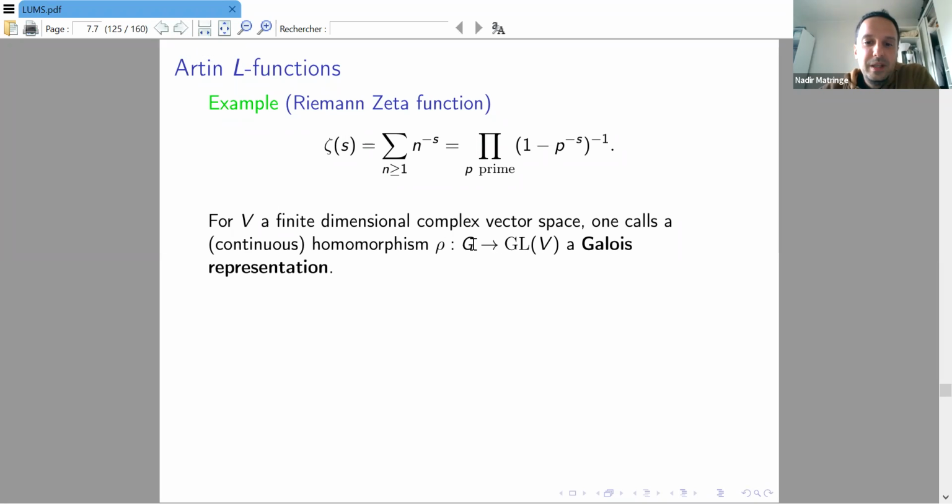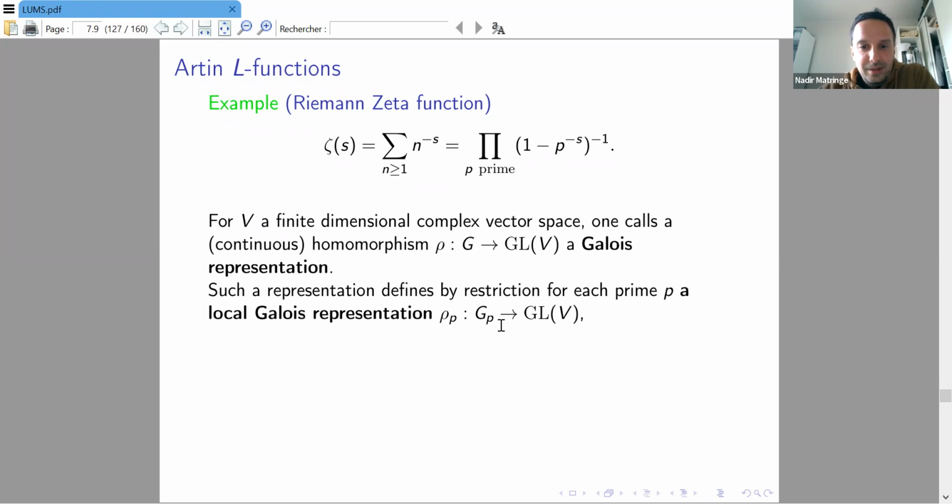So now for each prime p, there's a subgroup G_p of G. So what is the subgroup G_p of G? In fact, it is the absolute Galois group of Q_p bar. Remember, you have your field Q_p of p-adic numbers. You can consider a fixed algebraic closure Q_p bar. And you can consider the group of automorphisms of Q_p bar which are Q_p linear. And that's the definition of G_p. And there's a canonical injection of G_p inside G. So you can always see G_p as a subgroup of G, okay?